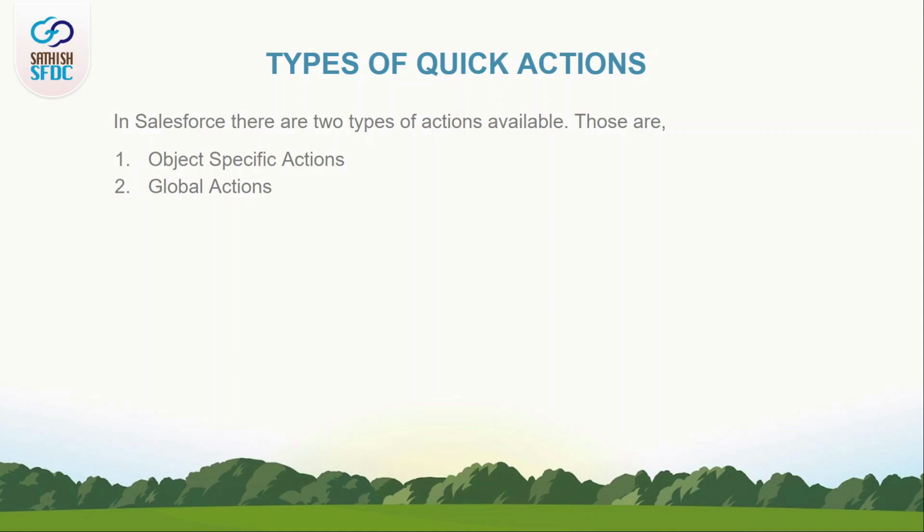There are two types of quick actions available in Salesforce: object-specific actions and global actions. We are going to see object-specific actions in this video, and we will cover global actions in our next video. Object-specific actions can be used in standard and custom objects. This action button will be available only in the specific object, and you can call this action from that object's record page.